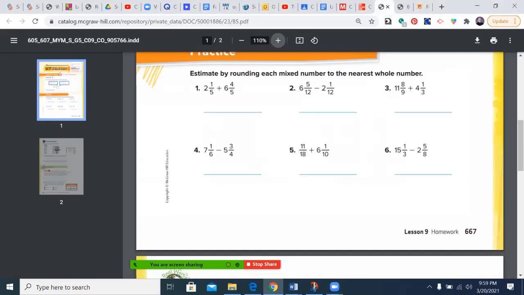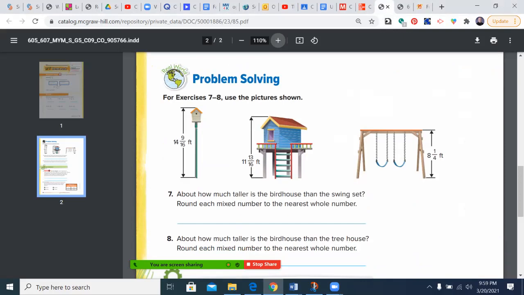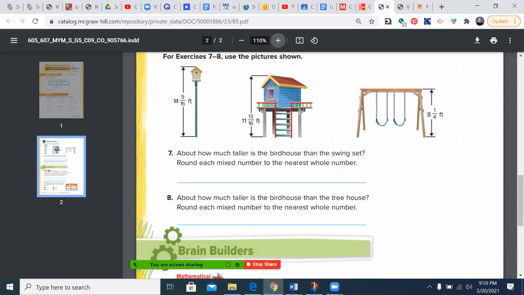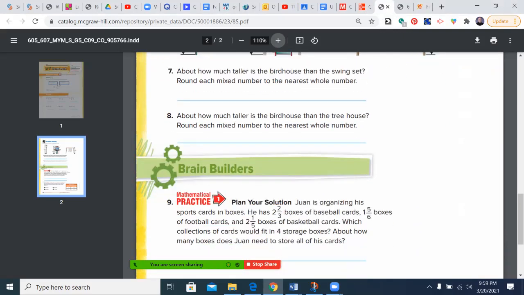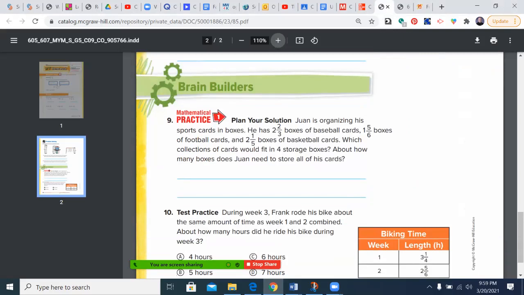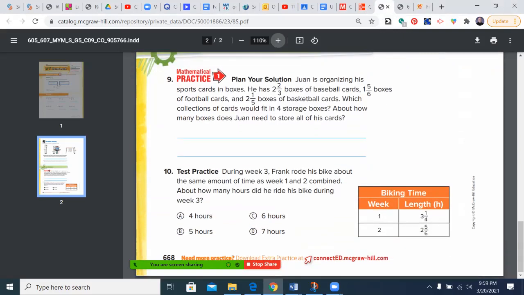And just a reminder on the homework, do the same thing. It's up to you whether you want to do it vertically or horizontally. In this situation, either works. On problems 7 and 8, use these pictures to answer those questions. On 9, make sure you read the questions carefully. And number 10, you'll need that chart.